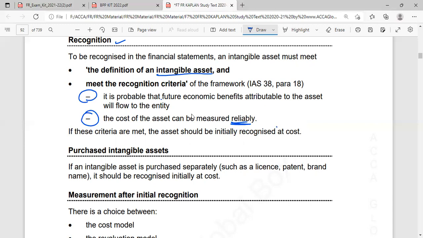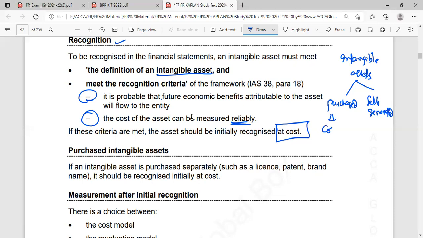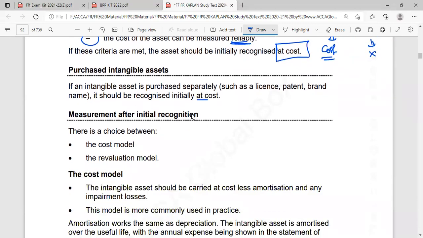Initially we recognize the intangible asset at what price? Cost. Generally, intangible assets are of two types: one is purchased, and the other is self-generated. Purchased elements are recorded at cost. Self-generated goodwill and self-generated intangibles are not recorded anywhere.